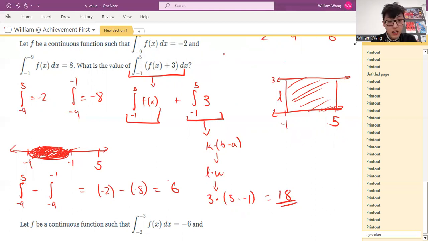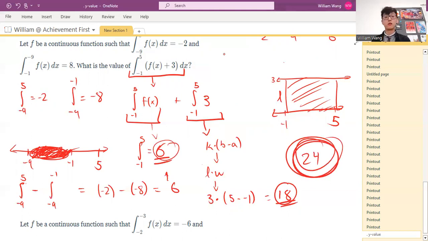So essentially, I'm left with my integral from -1 to 5 is equal to 6. So this integral is equal to 6, and the other integral is equal to 18. So it turns out it's 6 plus 18. That means my final answer is 24.